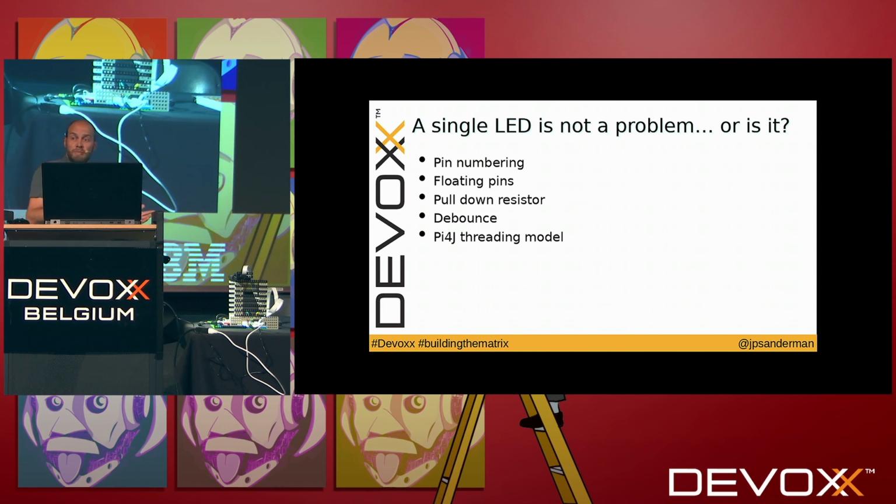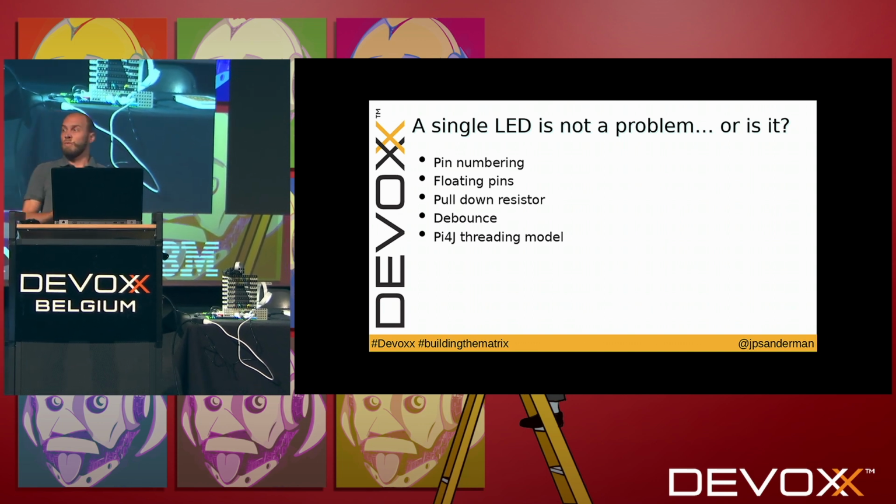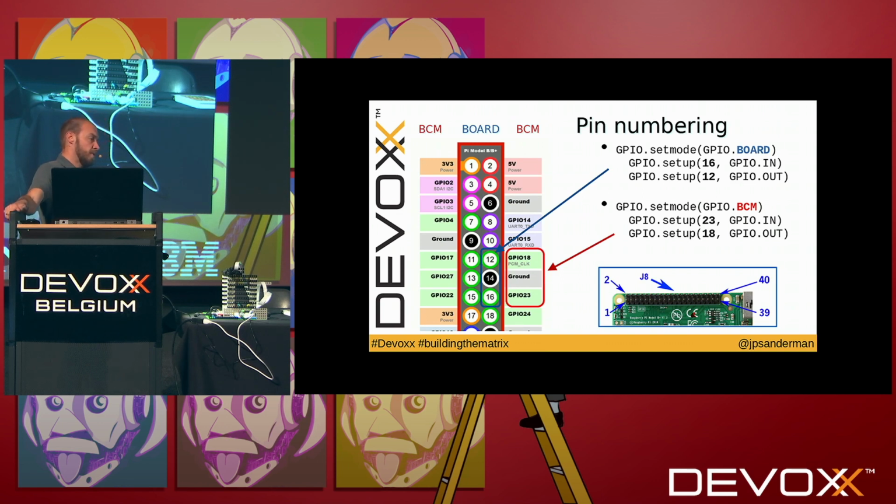Okay, so we just made our first LED blink. Well, how hard can it be? Well, as it turns out, it's not that hard. But there are some things that you have to take into account. We already noticed the resistor to prevent our LED from breaking, but let's look at some other things of interest, starting with the pin numbering. Because we defined in our Python code pin 23 for the input button and pin 18 for the output button. But which pins are those on the Raspberry Pi?